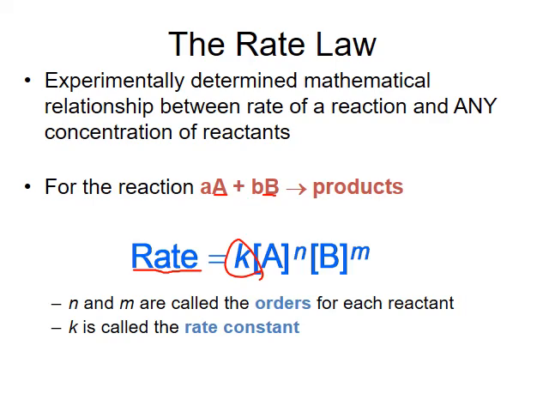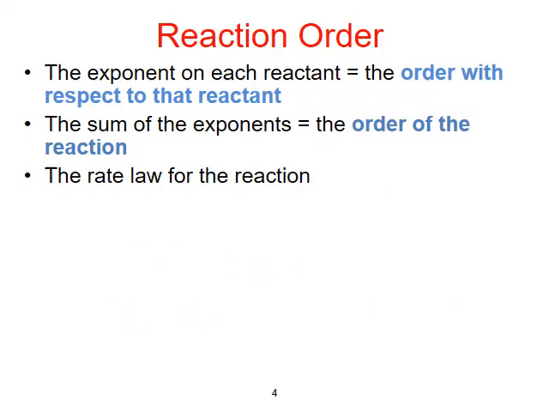So these exponents, n and m, are called orders for the reaction. You'll hear reaction order discussed in two contexts. The individual exponent on each reactant is called the order with respect to that reactant. In some cases, though, we also talk about the overall order of the reaction, and that's the sum of all of the individual reactant orders on each of the reactants. So let's look at an example of this.